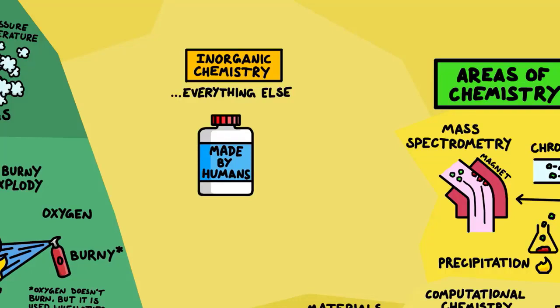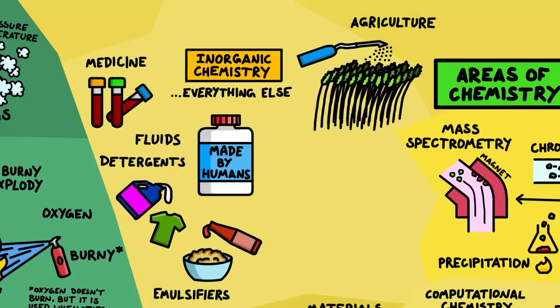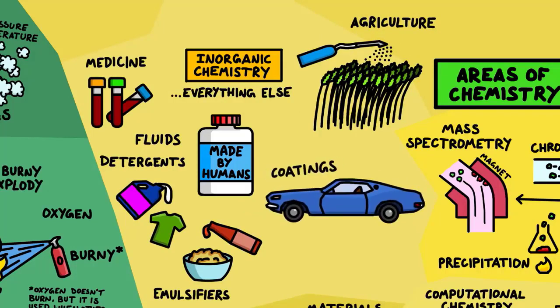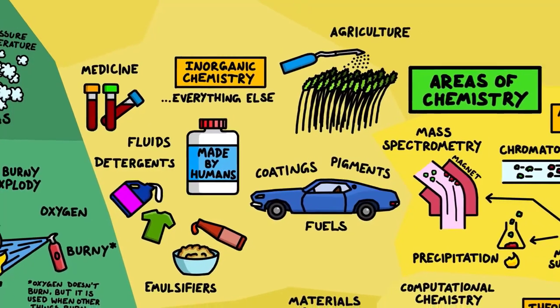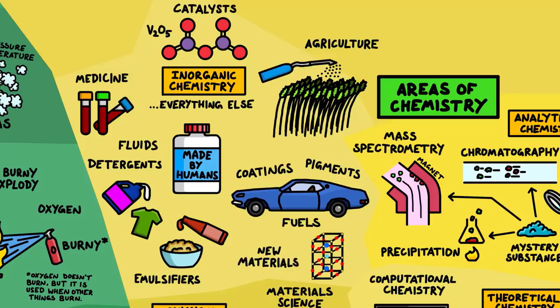In fact, there are very few areas of human endeavour where inorganic chemistry has not been used in some way. There's medicine and agriculture, special fluids like detergents or emulsifiers, special coatings, materials, pigments or fuels for many industrial purposes. Within chemical production itself, catalysts are very important as they speed up other chemical reactions. Inorganic chemistry also bleeds into material science, making solids with novel crystal structures like high-temperature superconductors, for example.